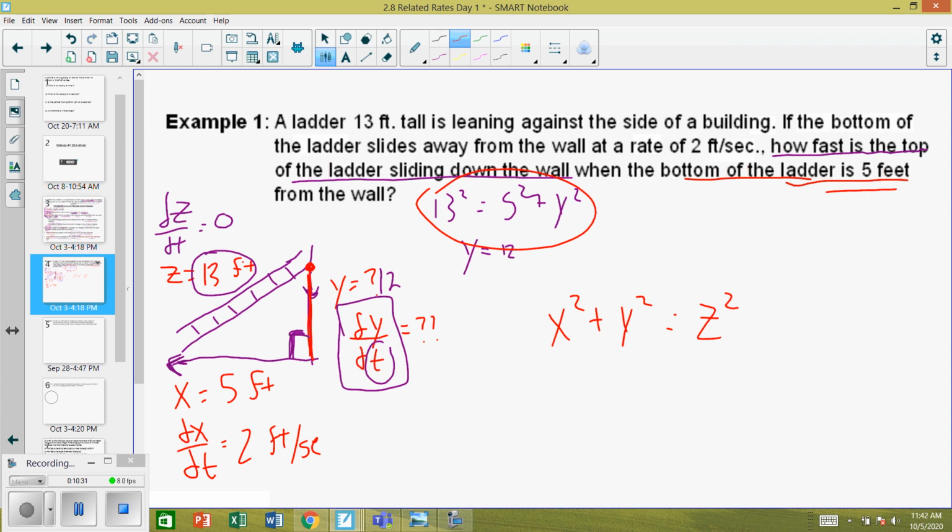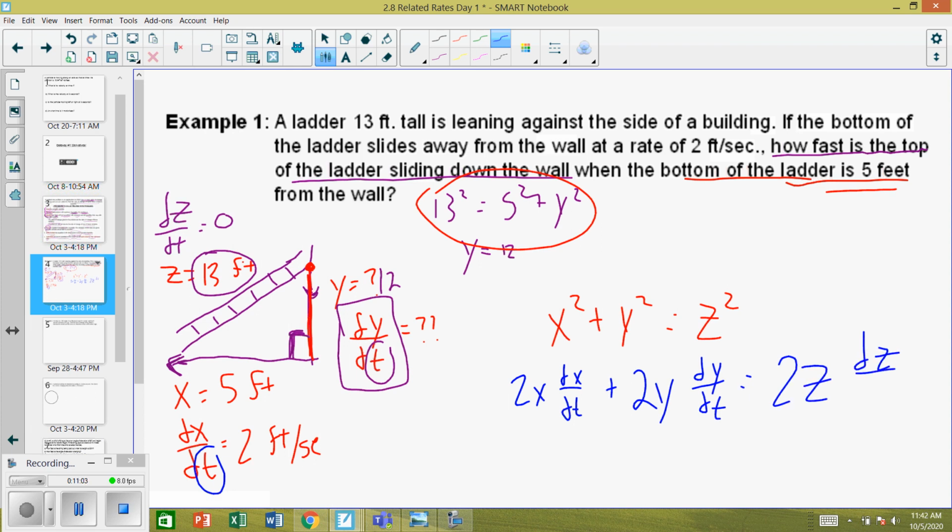So step 4 was to identify an equation. Step 5 was to then differentiate it with respect to time t. So I'm going to take the derivative of all 3 of these variables with respect to time t. For instance, x squared would be 2x dx over dt, that's the derivative of x with respect to time t, plus 2y dy over dt, again with respect to t, and z squared is going to be 2z dz over dt.